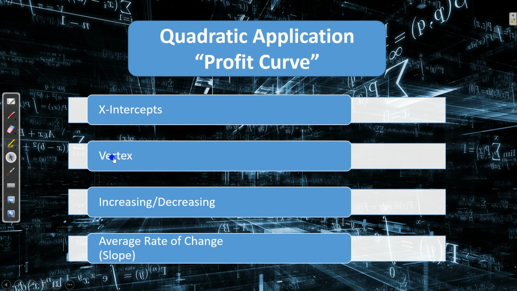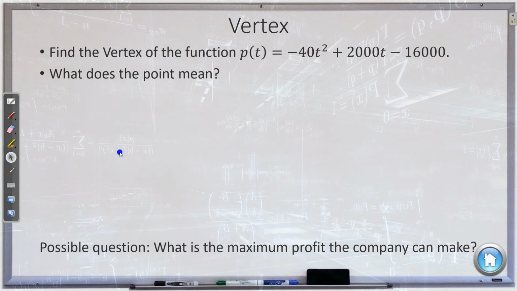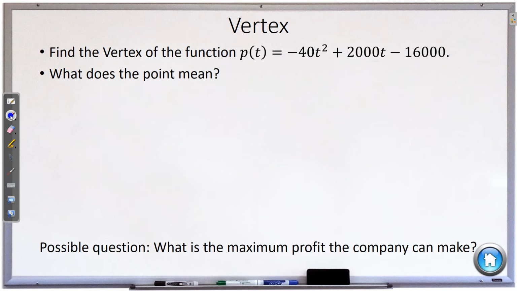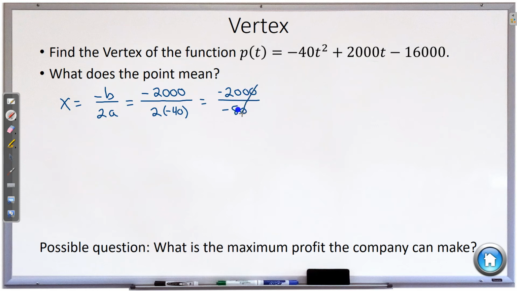So we found our x-intercepts. What about our vertex? Our parabola definitely has a vertex. What does that point mean? So our vertex, remember, x is equal to negative b over 2a. And so first we'll find that. So negative 2,000 divided by 2 times negative 40. So that is negative 2,000 divided by negative 80. The zeros cross out there, so 200, they become positive. 200 divided by 8.